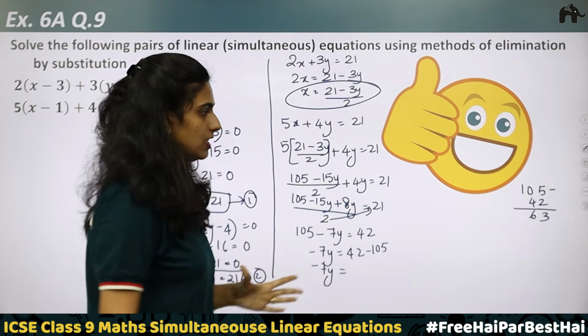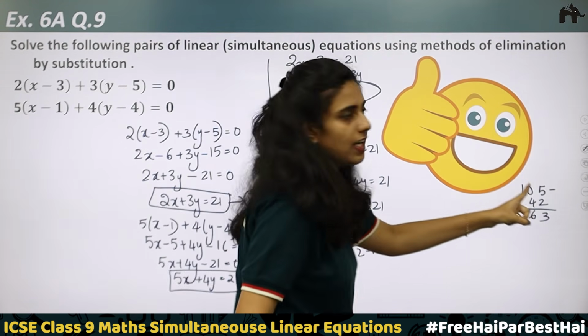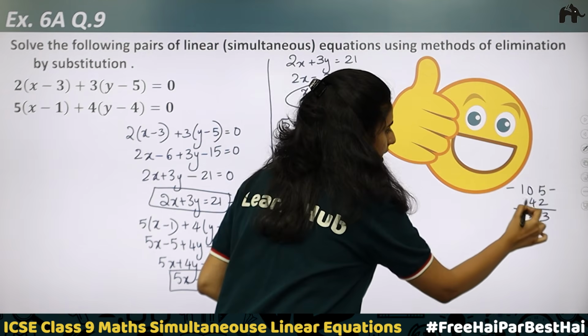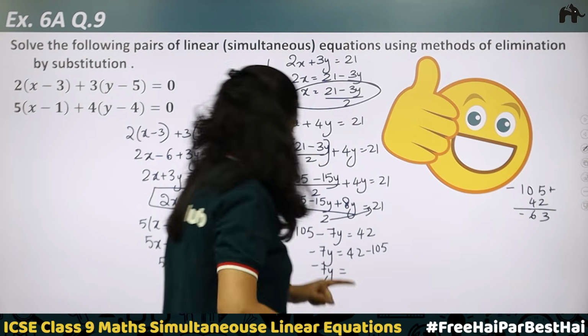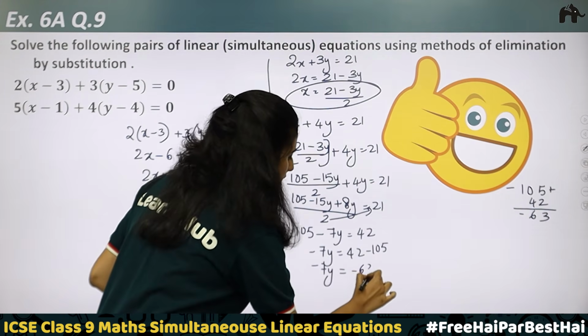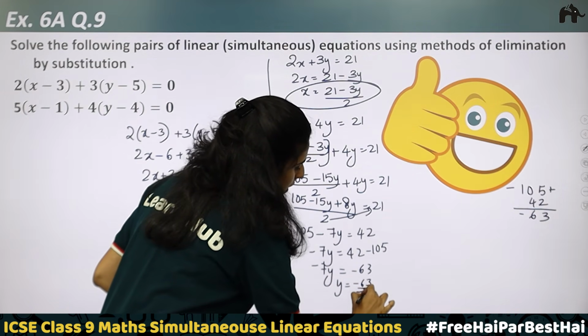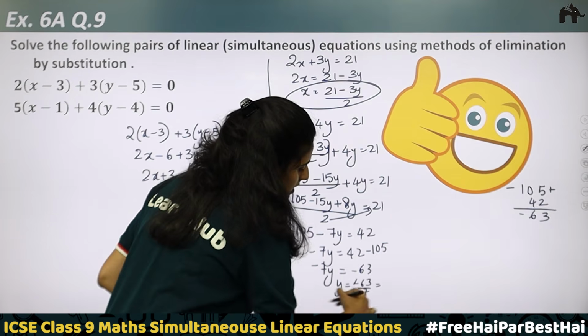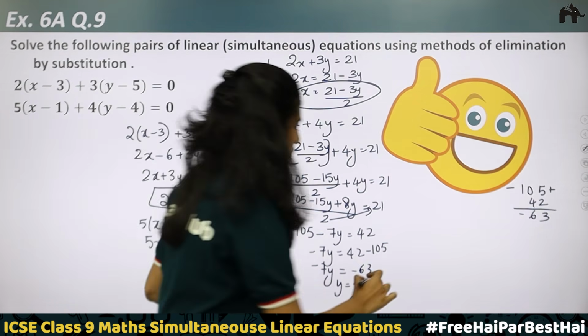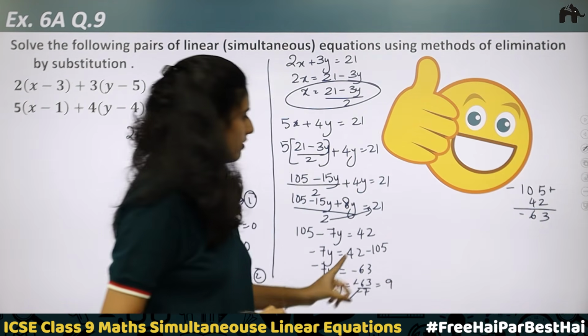Now this 63, here you can see the negative sign is with 105. So you will have a negative sign and this becomes positive. So minus 63. y is equal to minus 63 divided by minus 7. Negative, negative removed, 63 by 7, which is 9. So we got the value of y.